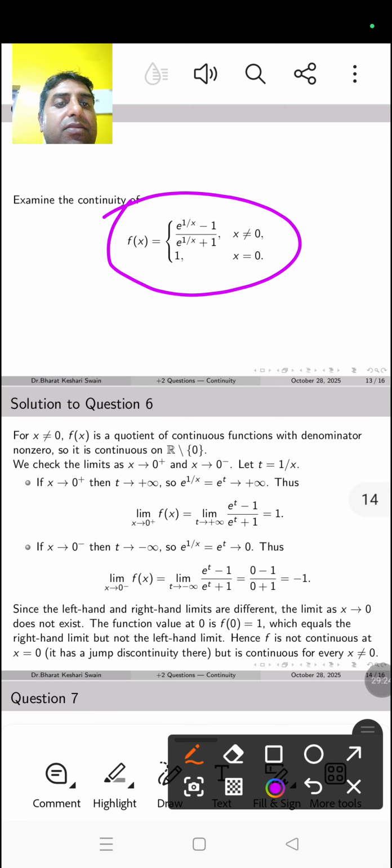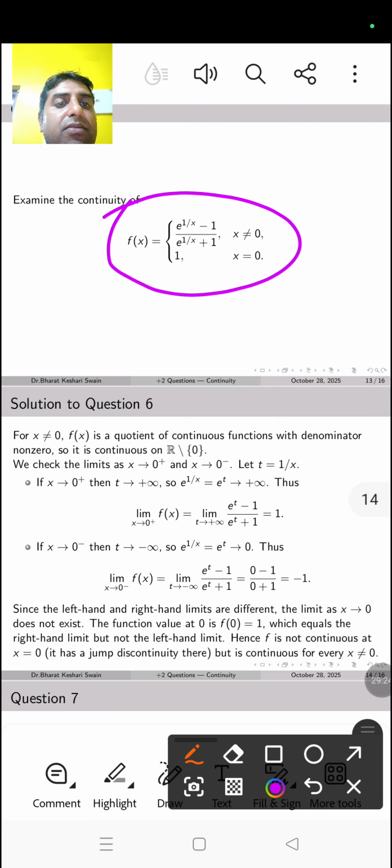Okay, so next, come to another question, question number 7. What is the question? Examine the continuity at x equal to 0. Okay, so what is the given function here?